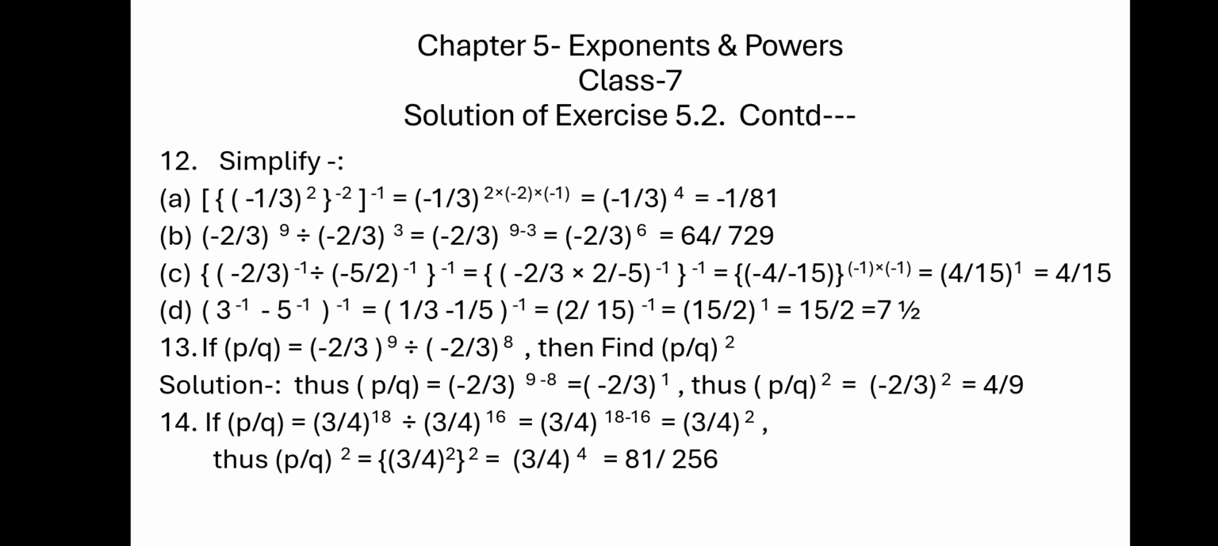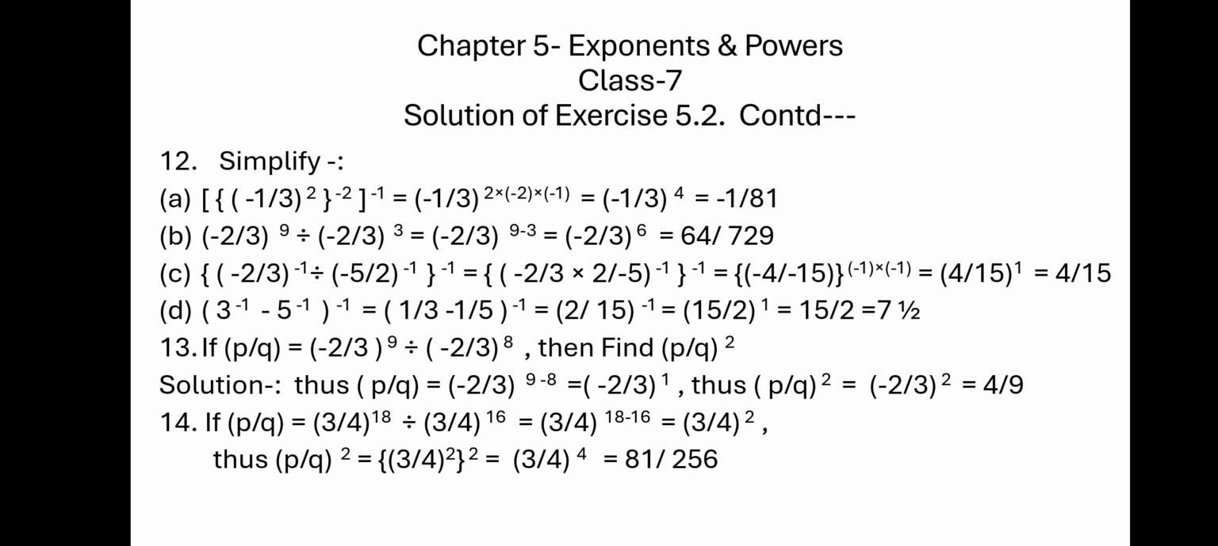14th question. If P upon Q is equal to 3 upon 4 raised to 18 divided by 3 upon 4 raised to 16, so 3 upon 4 raised to the power of 18 minus 16, that is 3 upon 4 raised to the power of 2. That is the value of P upon Q. So P upon Q square will be square of 3 upon 4 raised to the power of 2 whole raised to the power of 2.